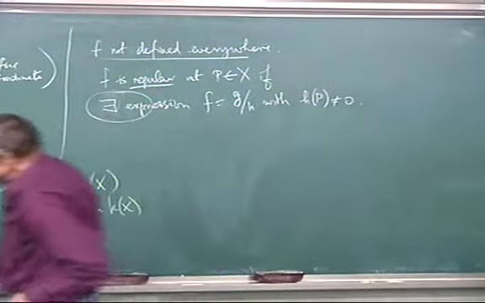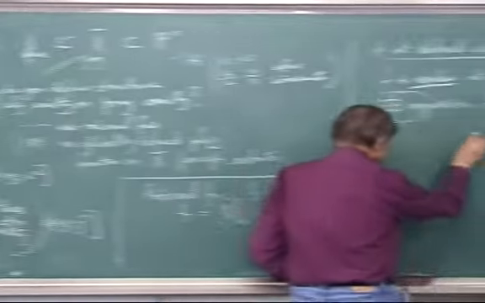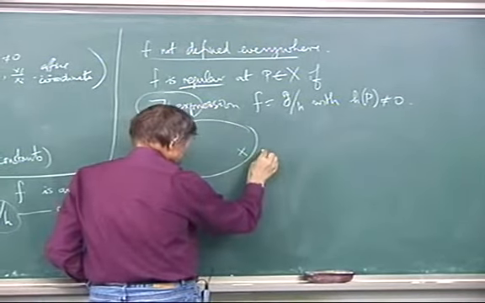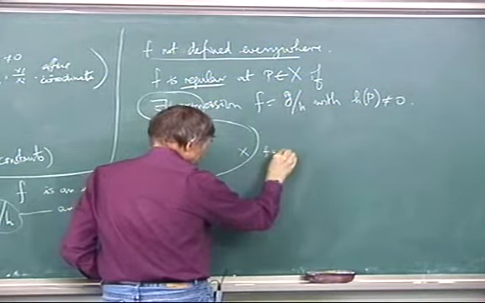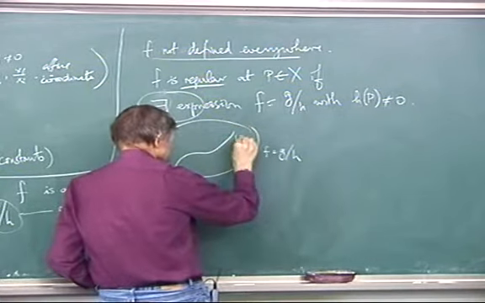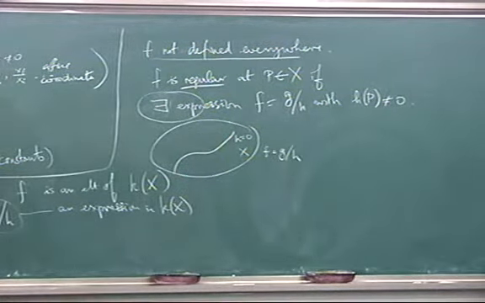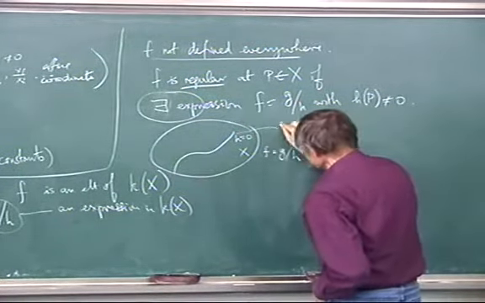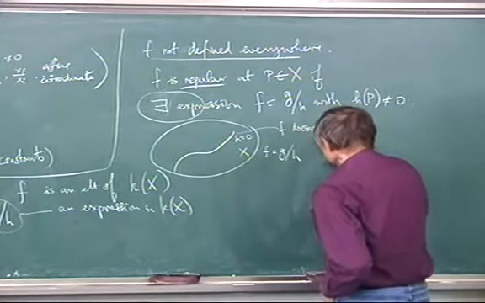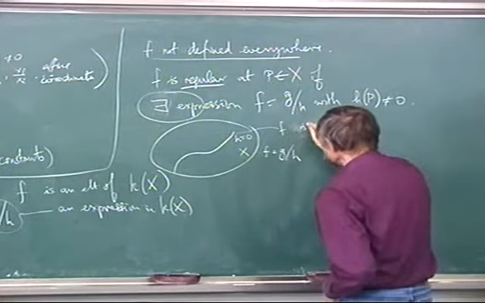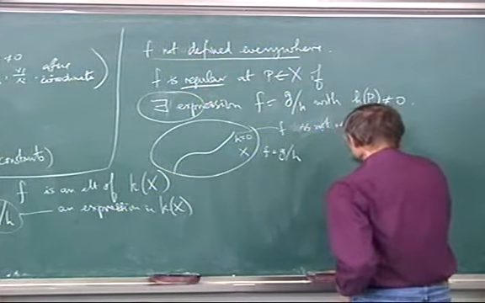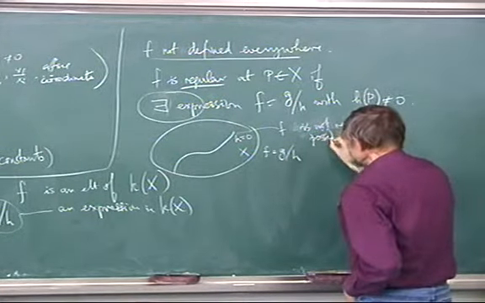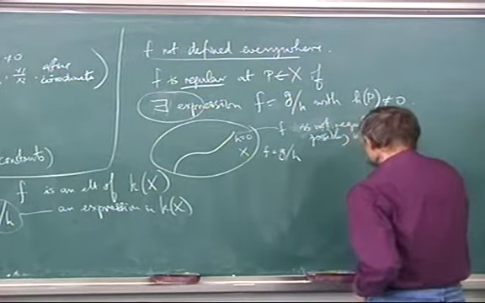So what am I thinking about? Here is my variety X, and then I write down f is g over h, and then maybe here is h equals 0. At least the expression g over h doesn't make sense there. So we're expecting that f isn't regular there, possibly, where h is not 0.